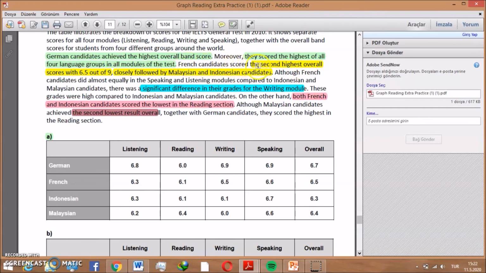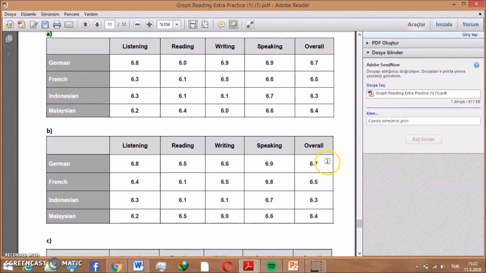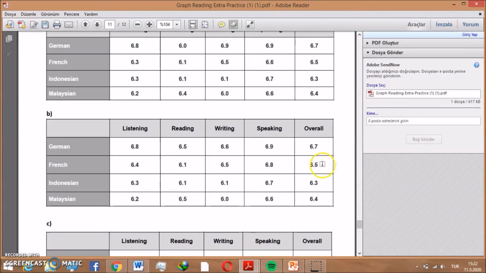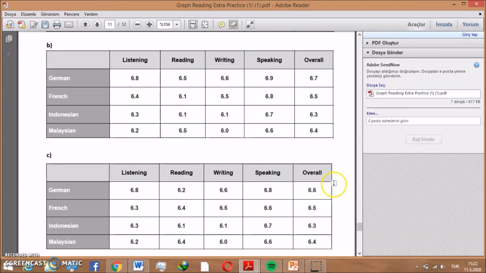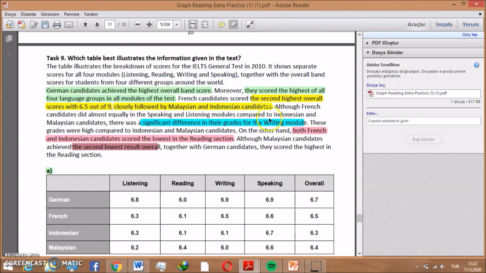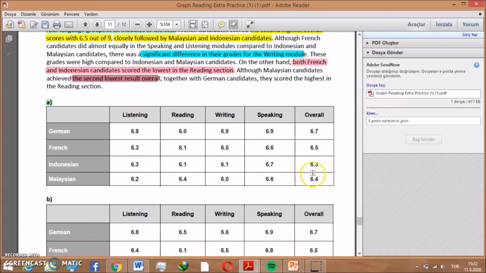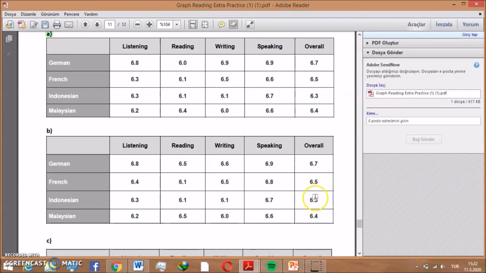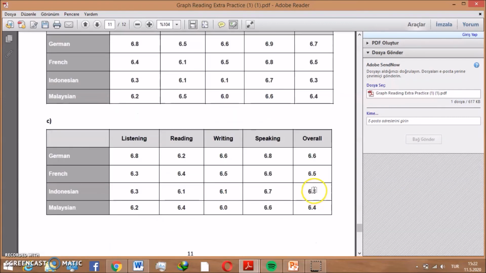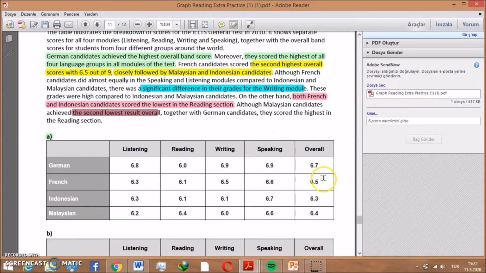French candidates scored the second highest overall scores with 6.5. So we need to check overall. Yes, 6.5, but we are not looking at A anymore. We need to look at B and C, let's say. Yes, 6.5, 6.5. Let's go on. Closely followed by Malaysian and Indonesian candidates. Okay, yes, they are close to 6.5.